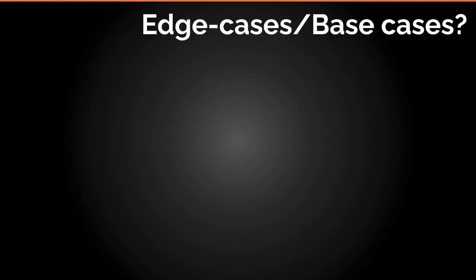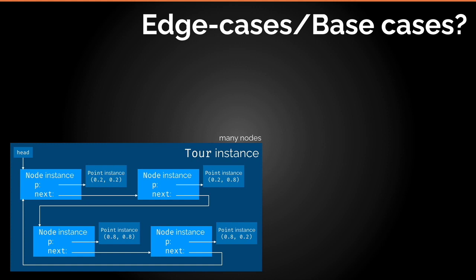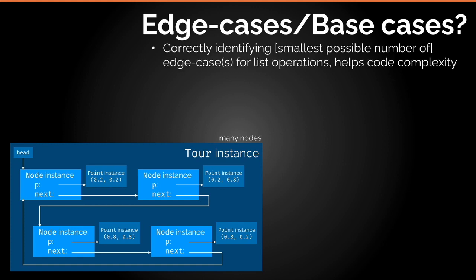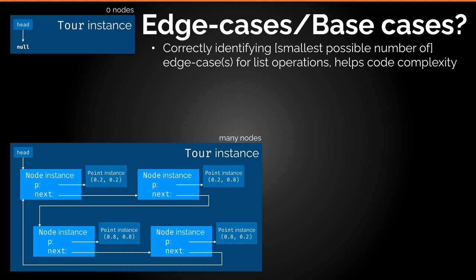So here, let's just quickly review the edge cases and base cases. And I might have to skip a few slides. So what are the edge cases and the base cases that you have to deal with in the circular list? The easy case is when you have many nodes. This is what it looks like. Correctly identifying what the edge cases are can save you a lot of time. So in this case, the clear edge case is when you have 0 nodes.